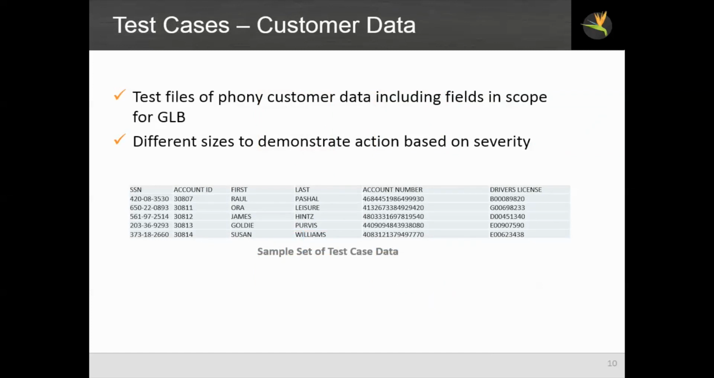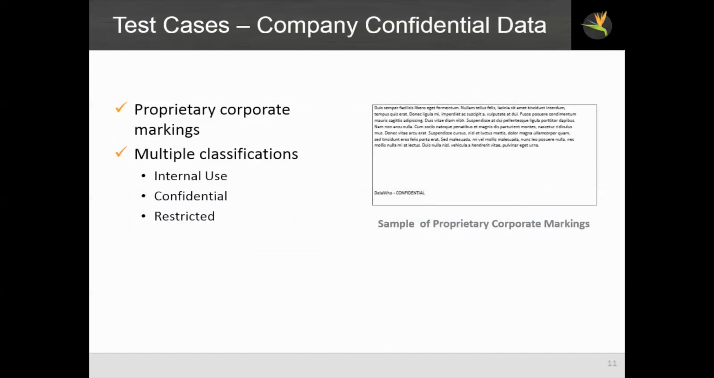For our test cases, we have files of phony customer data that includes fields in scope for Gramm-Leach-Bliley, like social security numbers and credit card numbers. And we have files of different sizes to demonstrate action based on severity. We also have files with confidential markings for our demo company. We have a three-tier classification scheme: internal use only, confidential and restricted, in increasing order of severity.